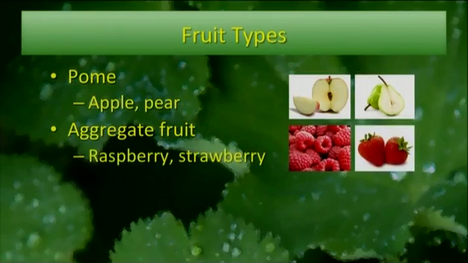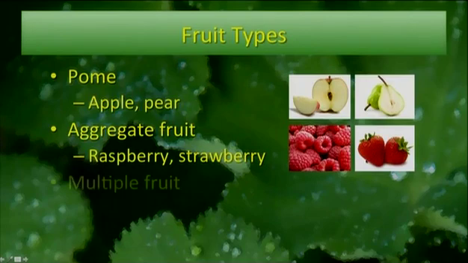Now, aggregate fruits include raspberries and strawberries. These are fruits that develop from a single flower that has many pistils. Each of these little fruitlets on this raspberry is actually an individual fruit, an individual pistil. And all of these little so-called seeds on the surface of the strawberry are actually individual ovaries. So each of these is actually a fruit called an achene, and it's on a swollen part known as the receptacle tissue of a strawberry, and that's the part, of course, that we like to eat.